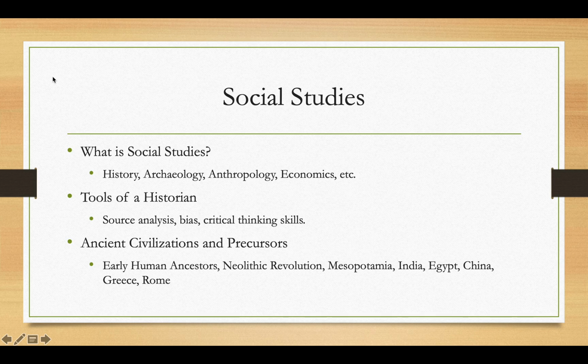Once we've built that foundation bedrock of the tools of historians, we move into ancient civilizations and precursors. So we look at early human ancestors, early hominid species prior to the rise of Homo sapiens. We look at Homo sapiens in terms of hunter-gatherers and that transition from stone tools and hunter-gathering to the Bronze Age and the Neolithic Revolution where agriculture gets developed. We then are going to go through civilizations ranging from Mesopotamia, ancient India, and the Indus River civilizations, ancient Egypt, early dynastic China, Greece, and Rome.